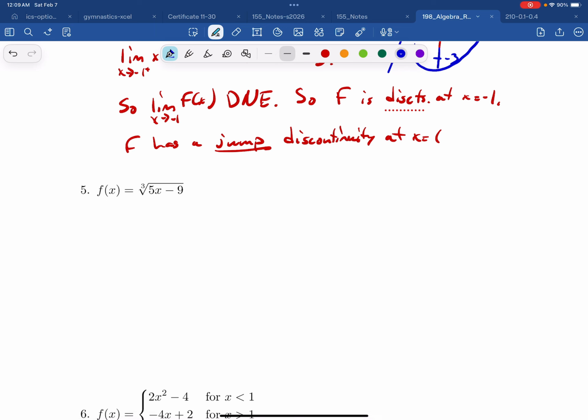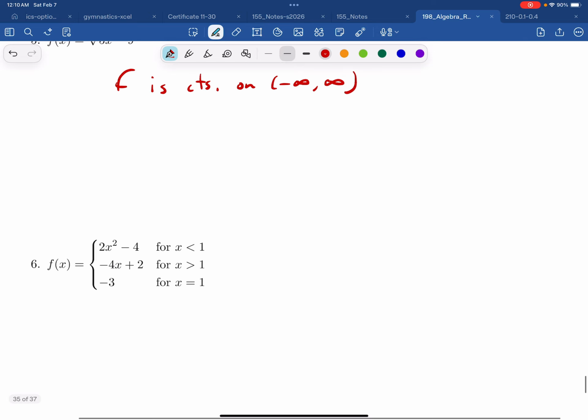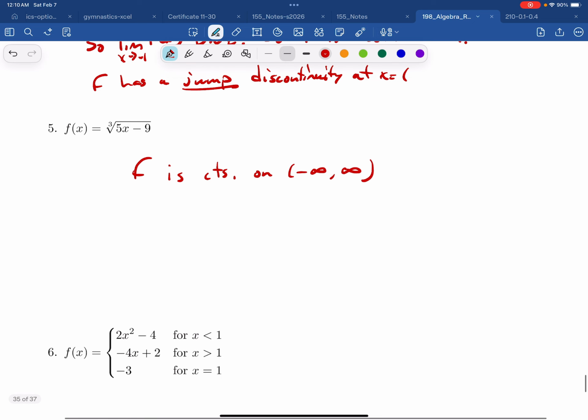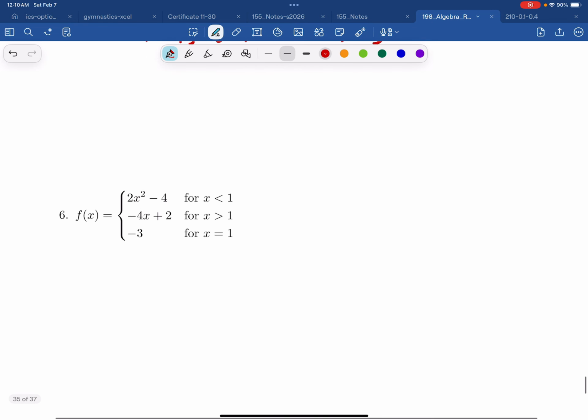Now, in this case, this may not be obvious, but cube roots are totally fine. They have domain negative infinity to infinity. F is continuous everywhere. Right? It's totally fine. Cube root is continuous. 5x minus 9 is continuous. Domain is legit. It's totally fine.